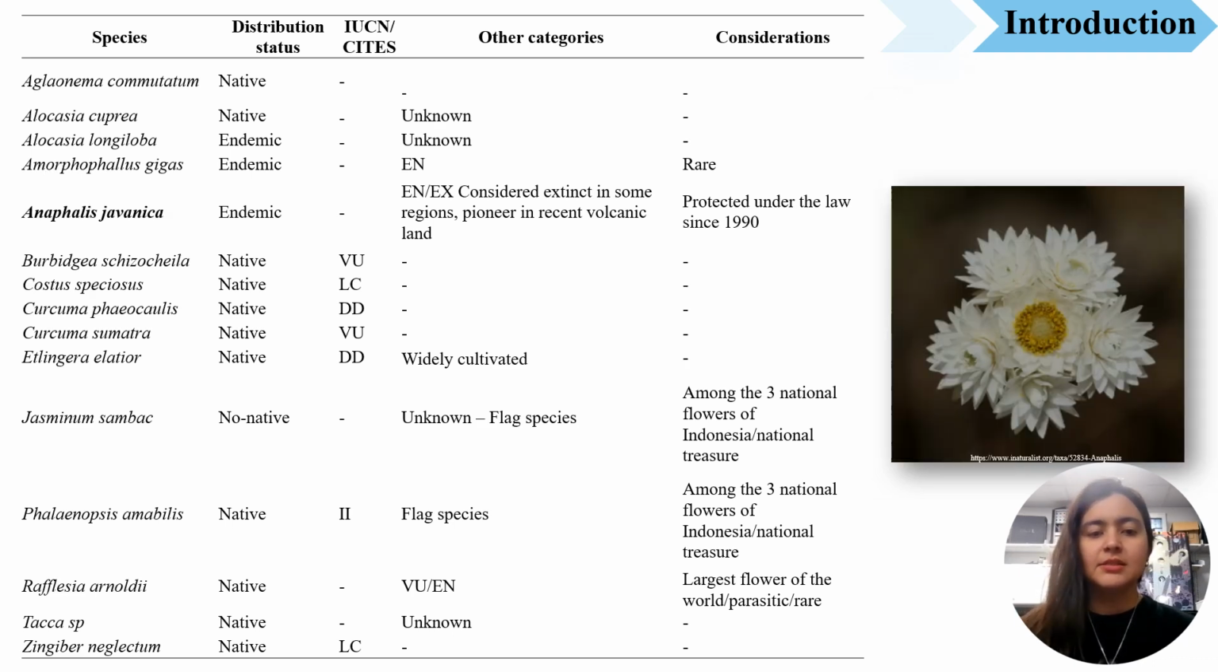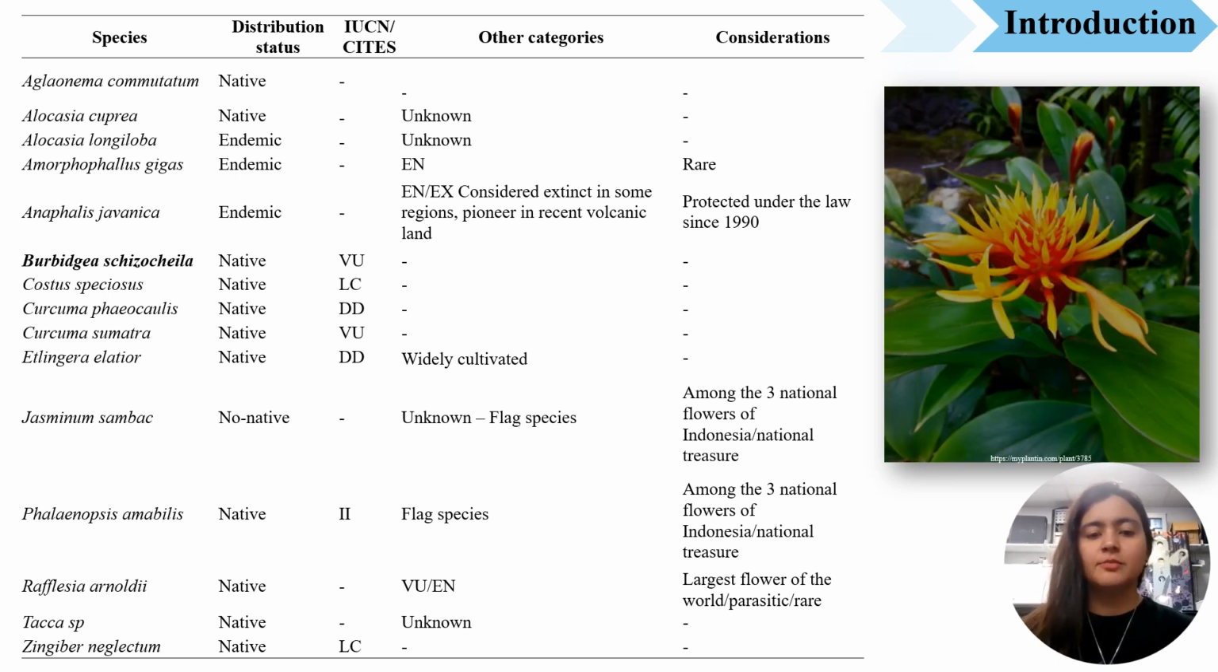Another species is the Anophelis javanica, which is an endemic species as well, and it is only locally considered as endangered, and in an area of the country it has already been driven extinct. This is why it's protected under the law.